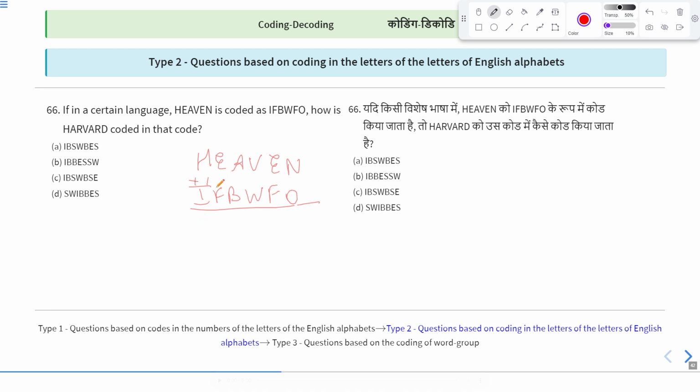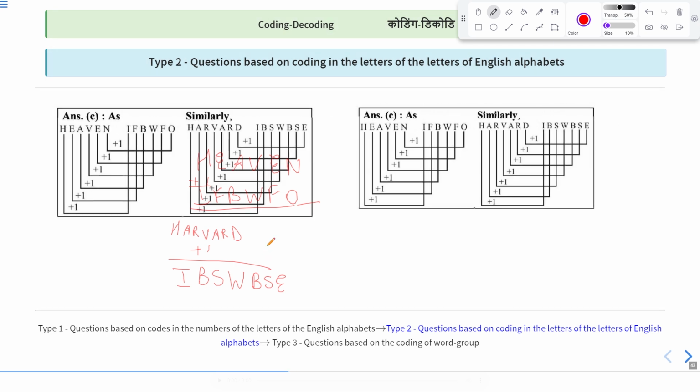We have triangle plus 1, H, power. So H plus 1, second plus 1, H to I, A to B, R to S, W, I, B, S, W, B, S, which is C. I, B, S, W, B, S, E.